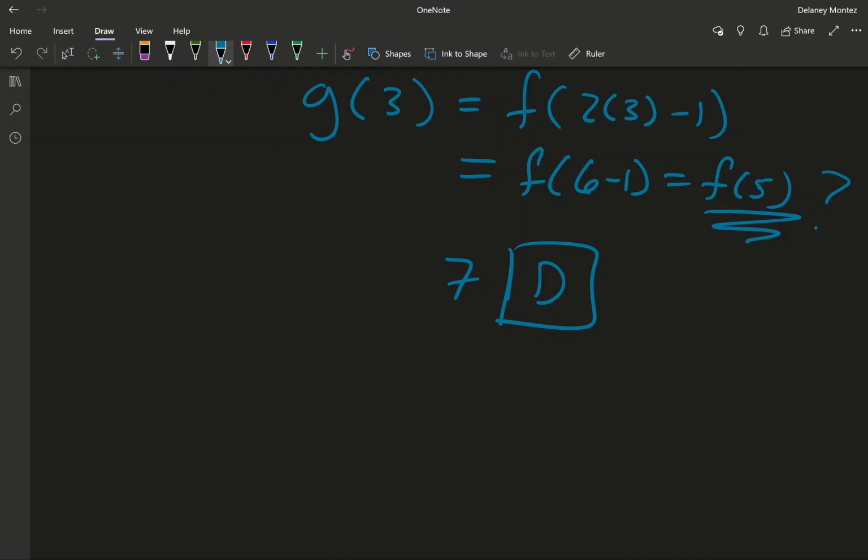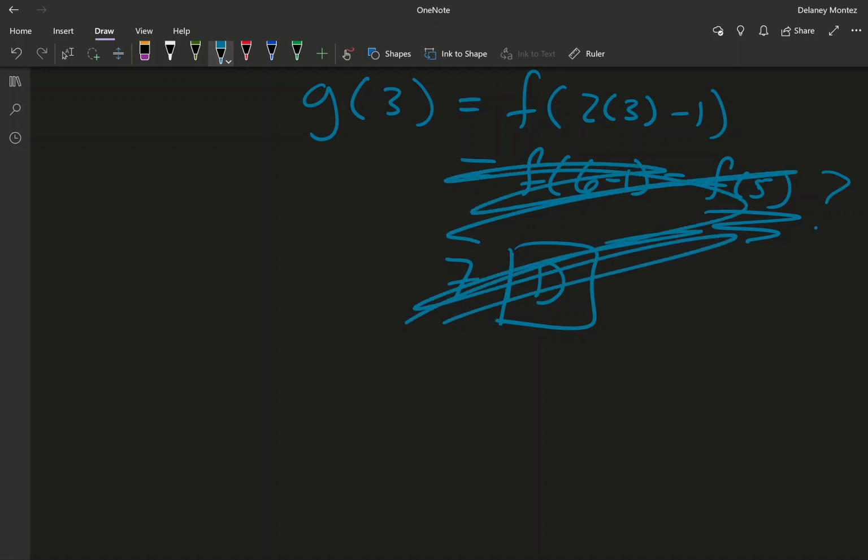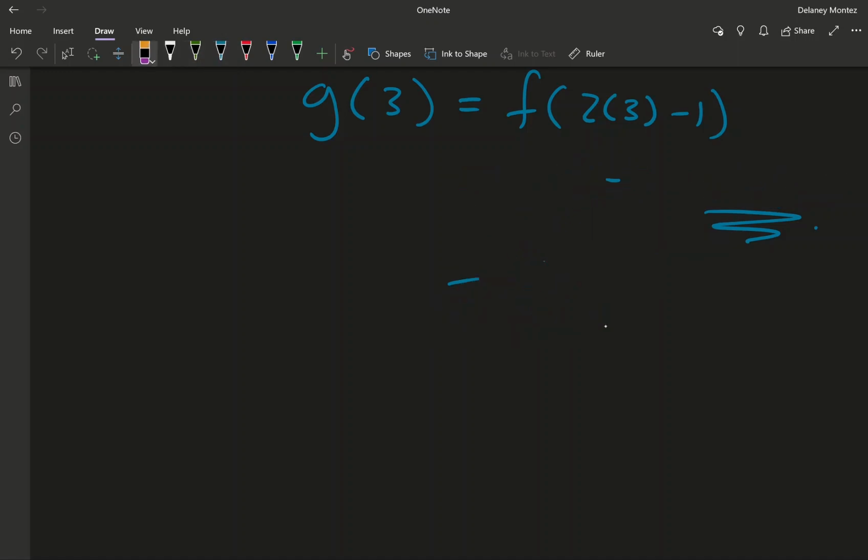I'm sorry, ignore that. I rushed it. But this is all right up to this point here. So g of 3 equals f of 5, right?